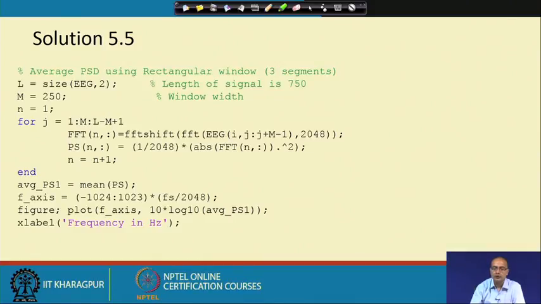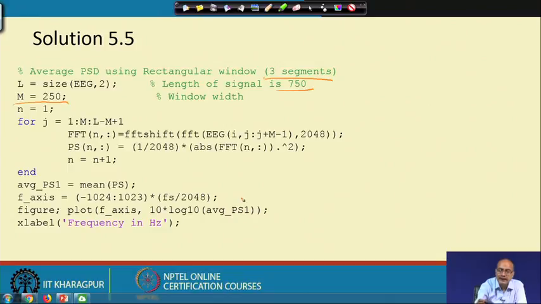So, now we go for different segments, starting with 3 segments. How do we do that? We divide the signal into 3 parts. We are taking a total length of 750, so the length of each of the 3 segments would be 250. Then we calculate the FFT and take the average.